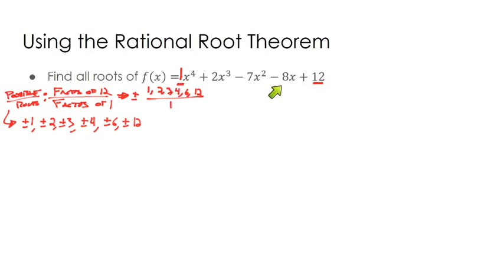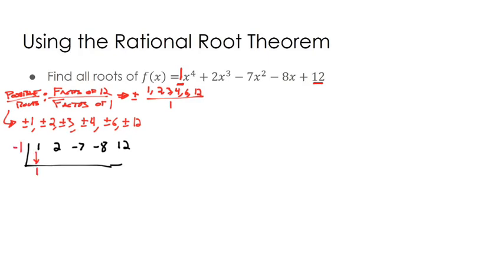I'm going to use our polynomial right here, and I'm going to use all of the coefficients and do synthetic division. So starting with a 1, we're going to have 1, 2, negative 7, negative 8, and 12. And let's just start with a negative 1. Let's try that first. I'm going to try negative 1 first as a possible root.